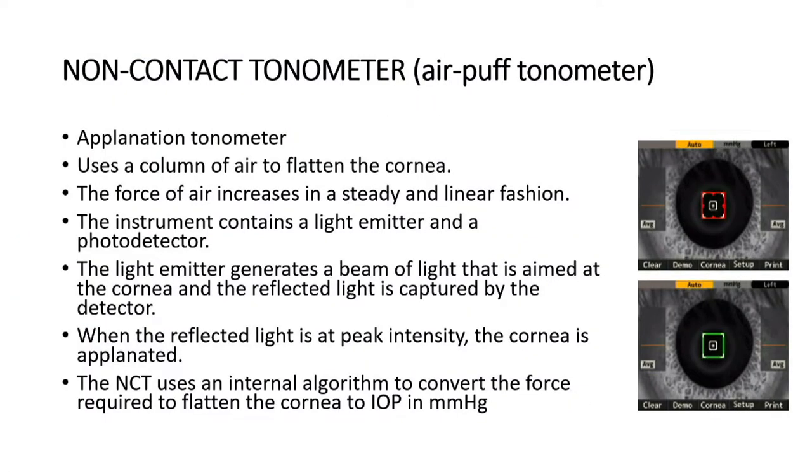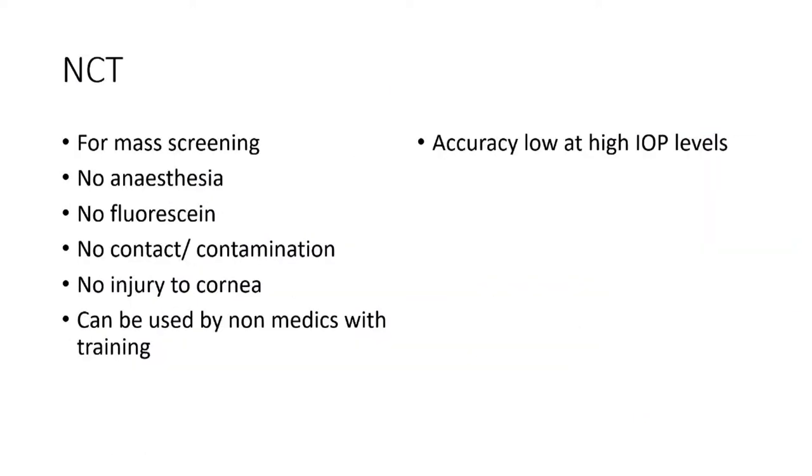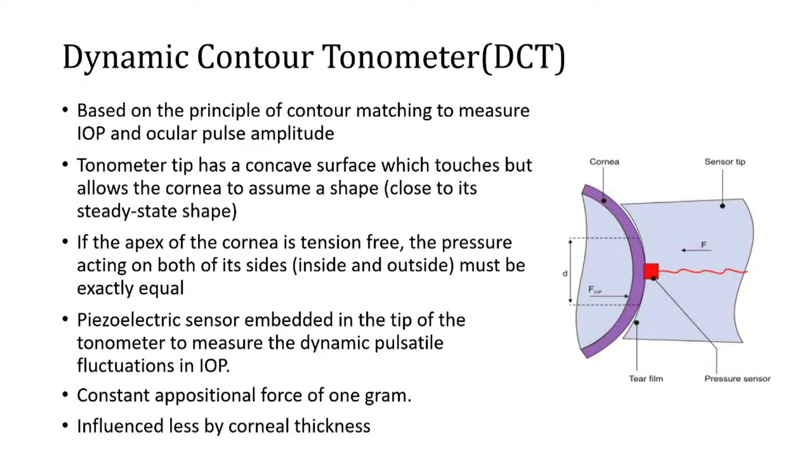So non-contact tonometer, you all have seen, it is an air puff tonometer. The applanation tonometer uses air to flatten the cornea. And the readings are not very accurate in high intraocular pressure ranges. But it is used for mass screening.